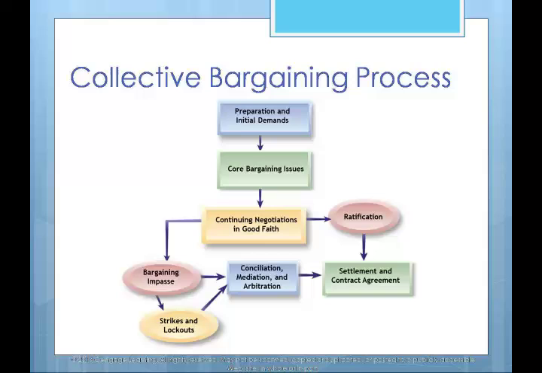So this is the collective bargaining process. Once you have a union, you bargain in good faith. You prepare your documents, your demands. You have core bargaining issues. You continue negotiations in good faith. If you do come to an agreement, you can put it up for a vote, and then it's ratified. Then you have an agreement. But if not, you have a bargaining impasse, and then you may have a strike or conciliation, mediation, or even arbitration.